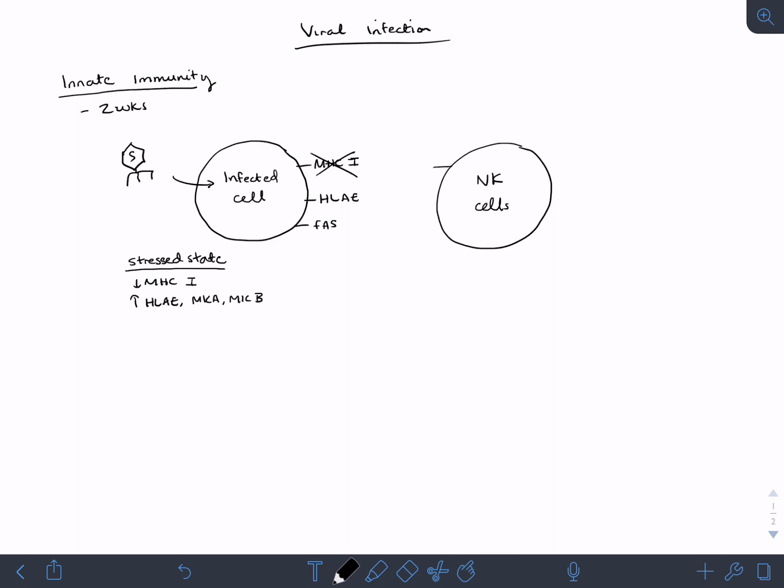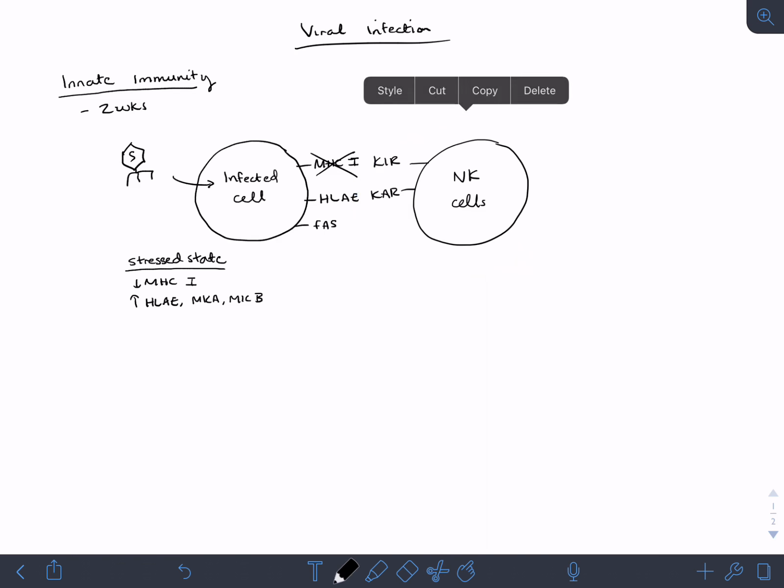your NK cell has two important receptors on it. It has KIR and KAR. KAR stands for killing activation receptor, and KIR stands for killer inhibitor receptor. So just like the name suggests, KAR is going to activate the NK cell, KIR is going to inhibit the NK cell. But KAR and KIR need to bind to things in order to activate, in order to inhibit, okay? So KIR normally is going to bind to MHC1. Normally it's going to bind to MHC1.